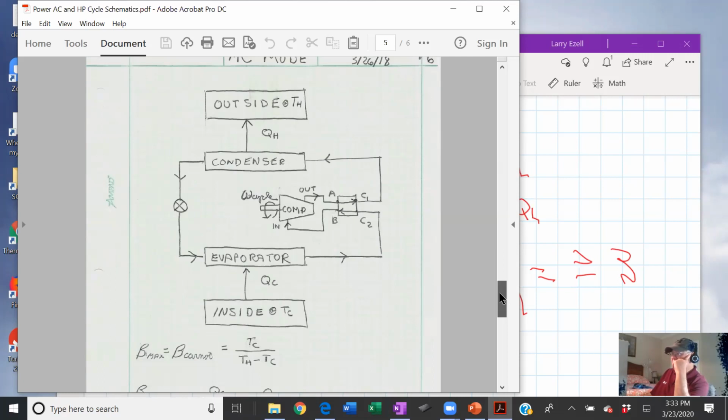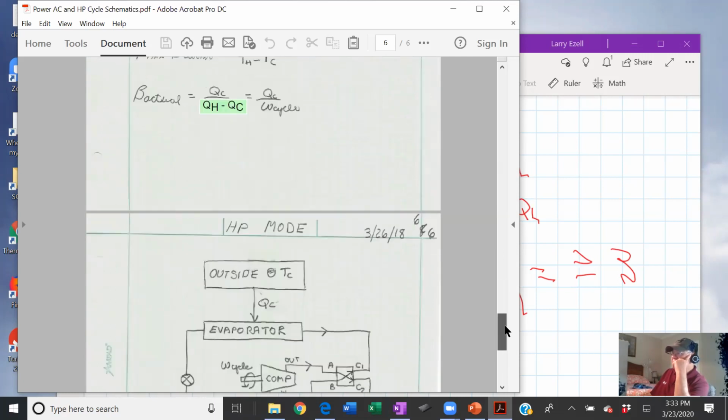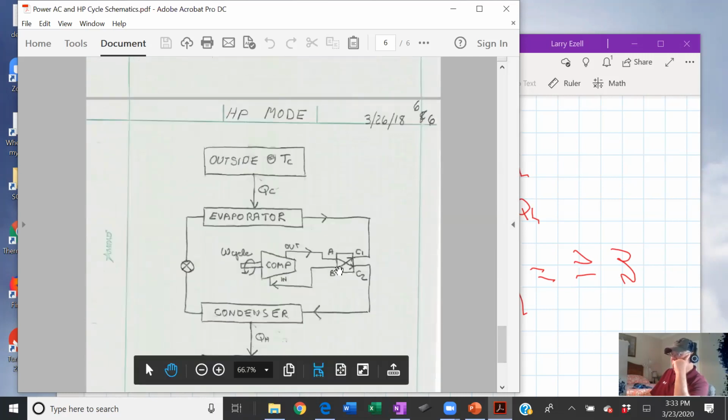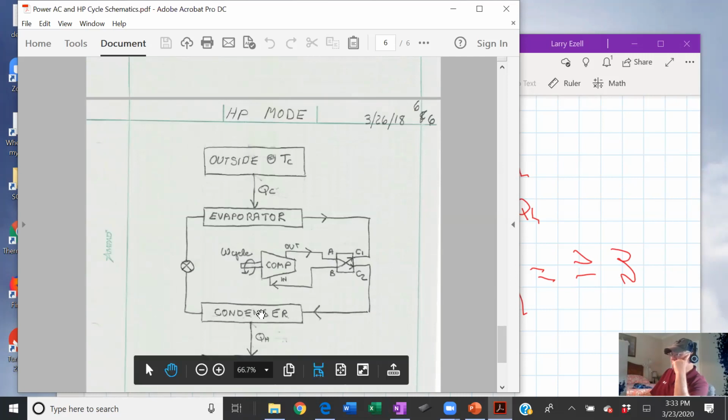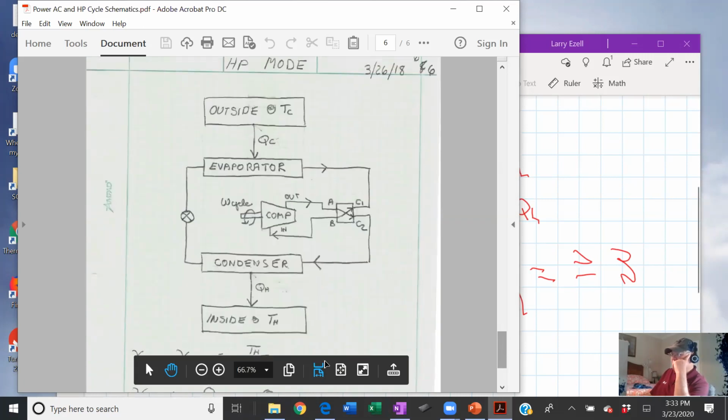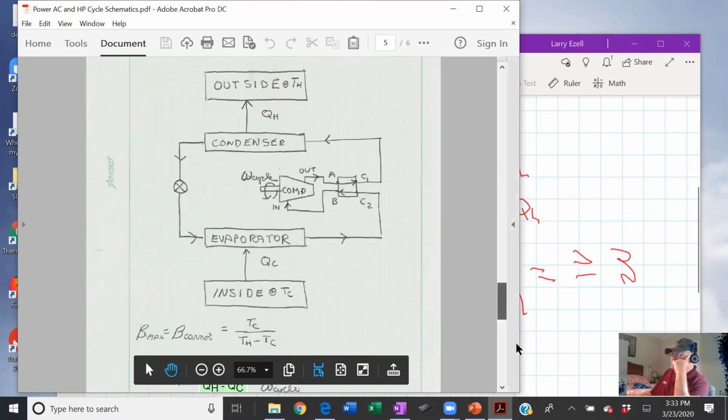Now, if we switch that valve, here's what the effective valve is on the outlet. So the high pressure, hot, superheated vapor coming out of the compressor now goes into the condenser, but the condenser is this inside heat exchanger. So now we're getting the hot air in the inside of the house. We're heating the house. Then we go back through. But that's just a little sketch showing you the practical.